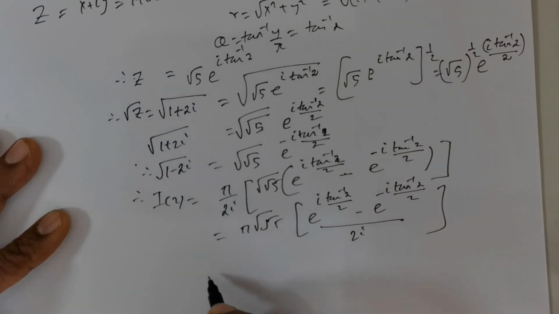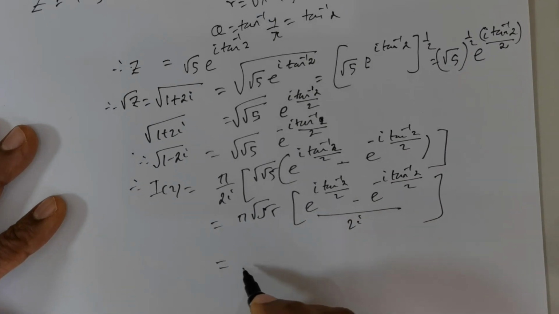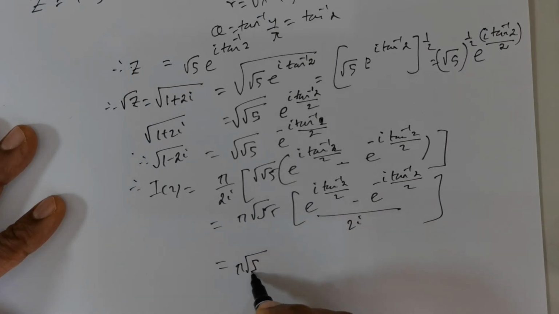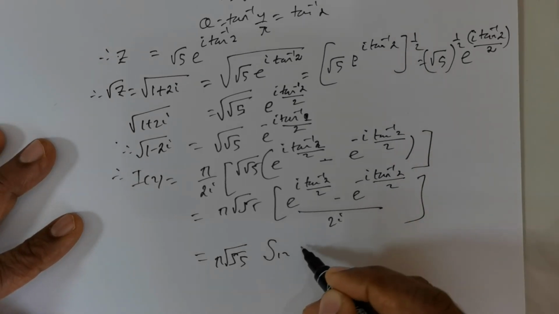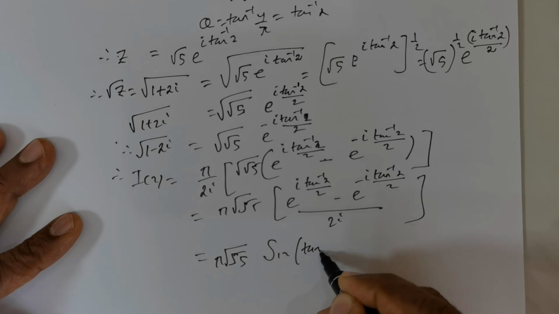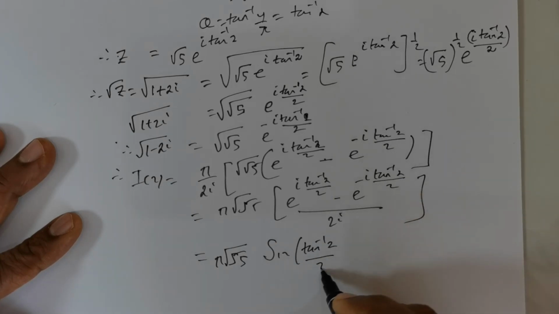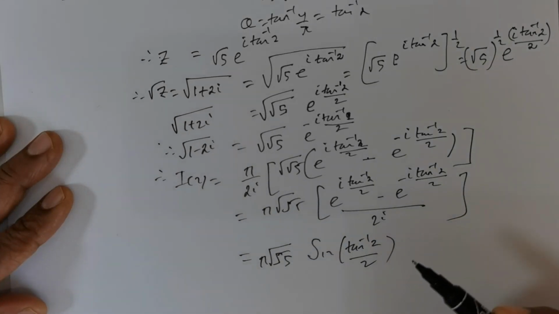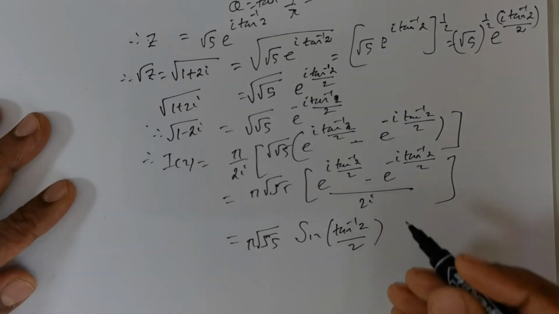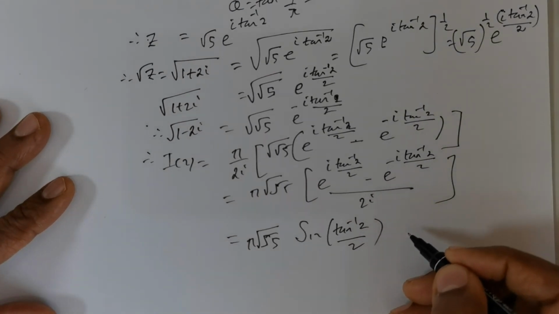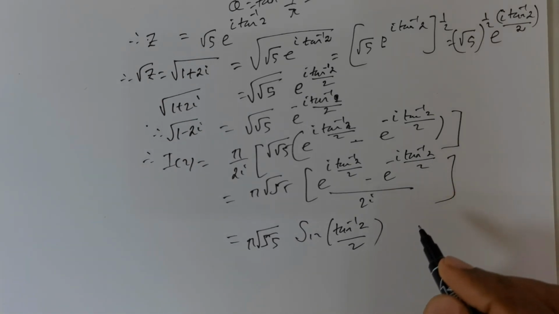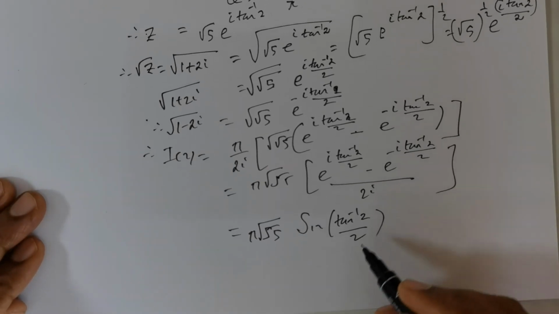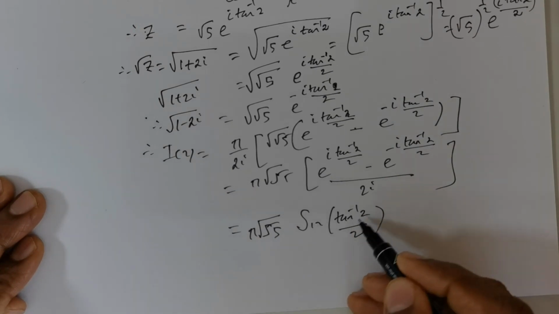times I. Now this is nothing but the representation for sine z. So pi times root of 5 sine z. So it's going to be sine of tan inverse of 2 over 2. Why did I say sine z? Because that is how the sine z is represented. You can watch the representation I gave when we started with the quest to find out the quantity tan inverse of z. So this is sine of tan inverse of z.